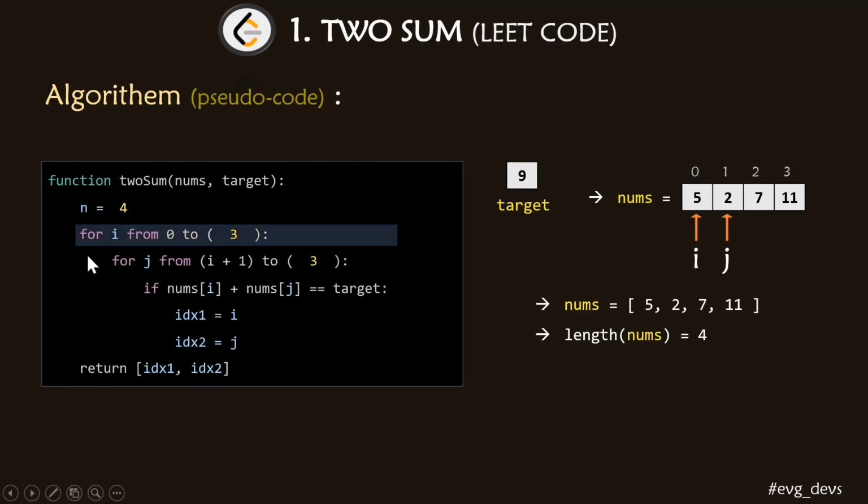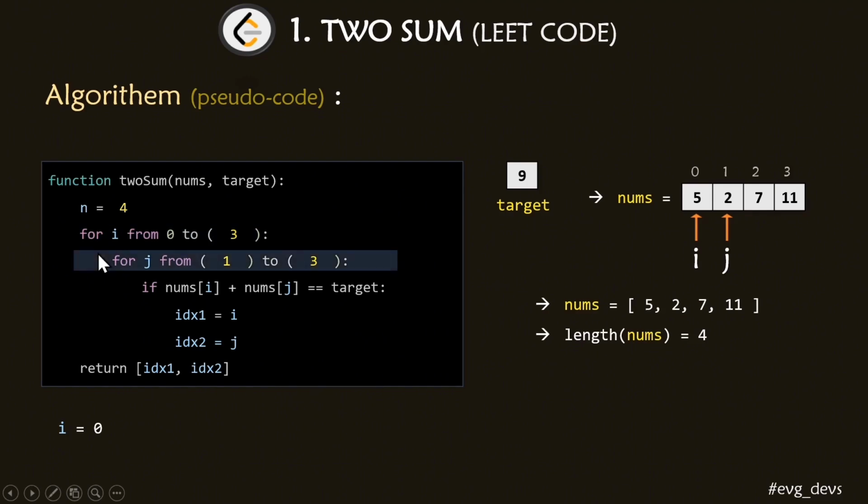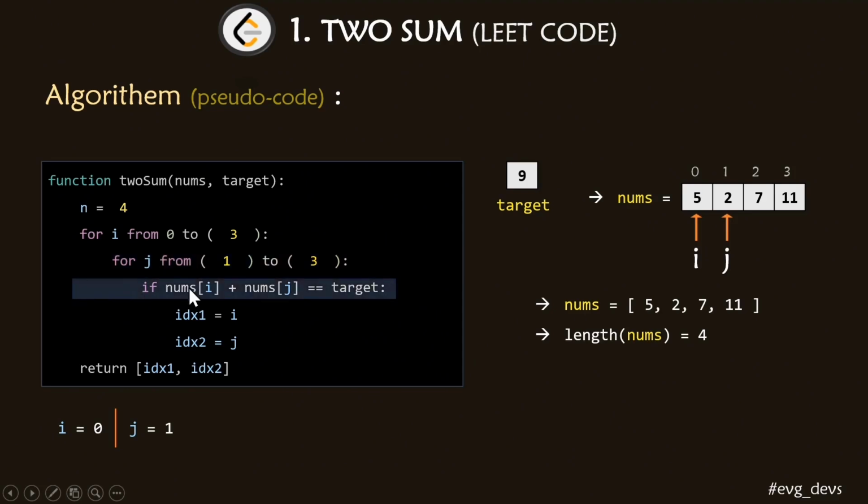Here the first for loop will start with i equals 0. i equals 0, and here i plus 1 is updated with 1. Now our compiler will come to the next line. Here the second for loop will start at j equals 1. Our compiler will go to the next line. Here it checks the condition given by us.